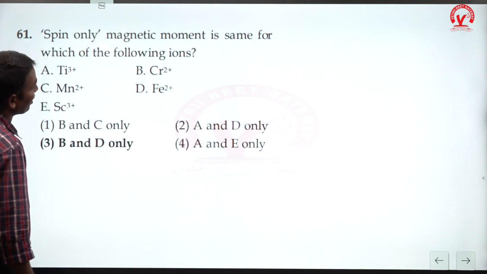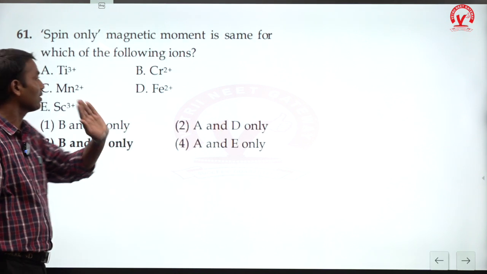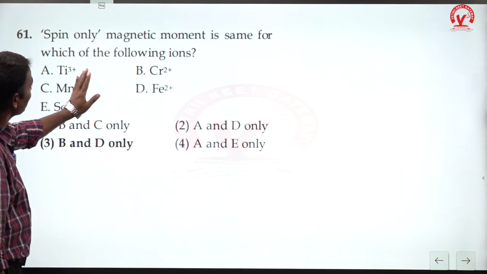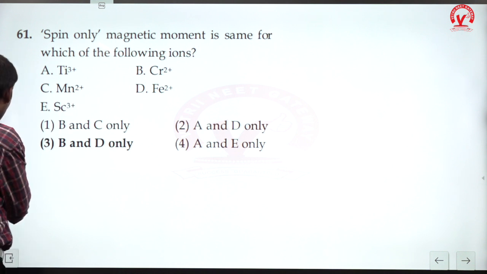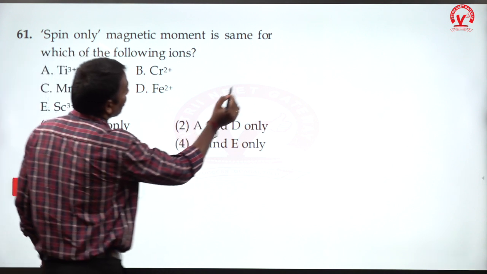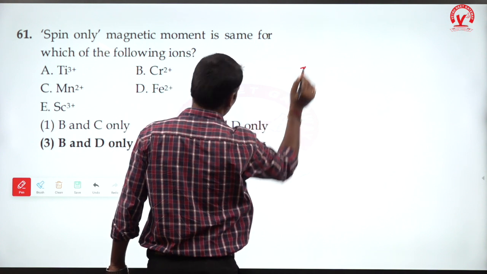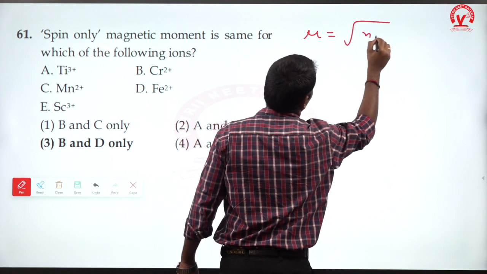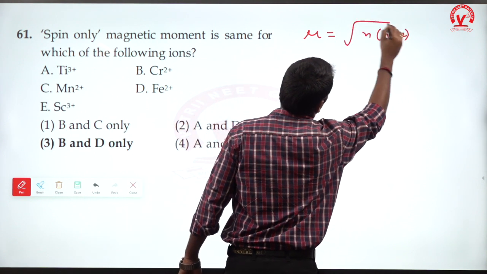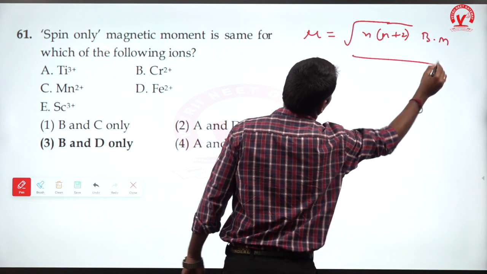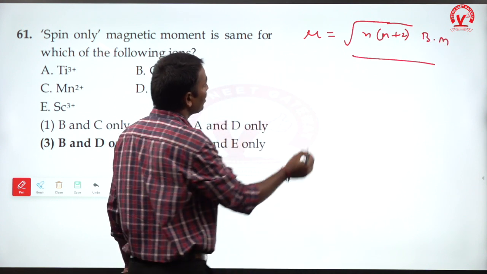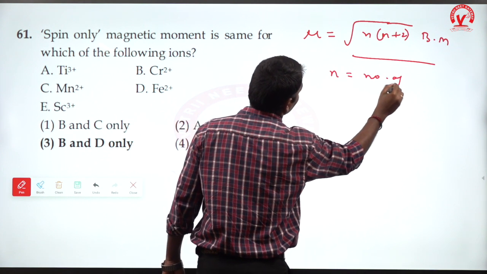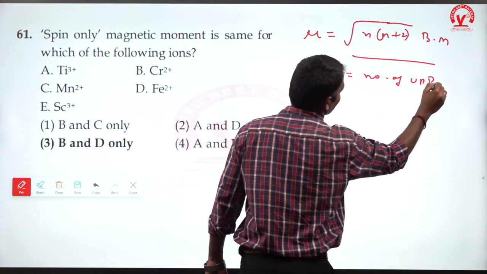Spin only magnetic moment is the same for which of the following ions, right? So magnetic moment depends on the number of unpaired electrons. Magnetic moment μ is equal to root of n into n plus 2 BM, Bohr magneton. This is the formula to calculate magnetic moment. It depends on the n value. n value is nothing but the number of unpaired electrons.